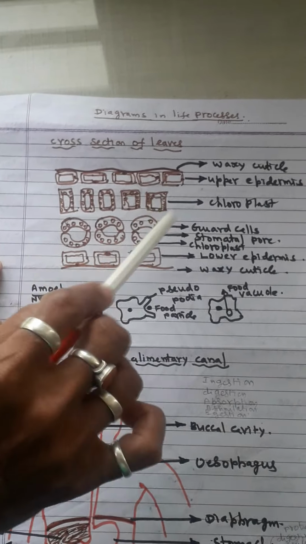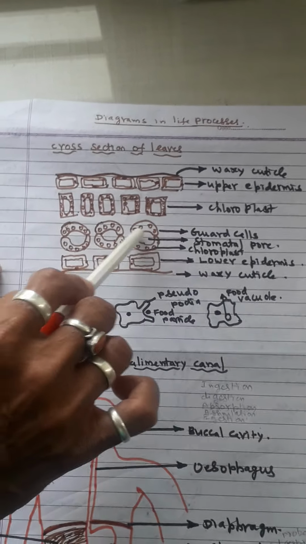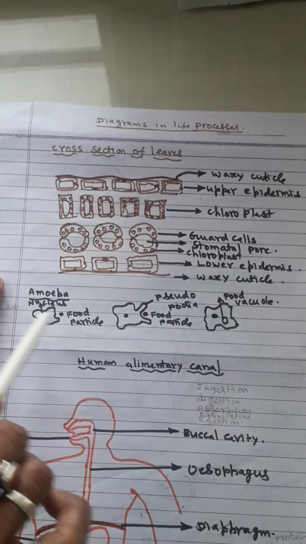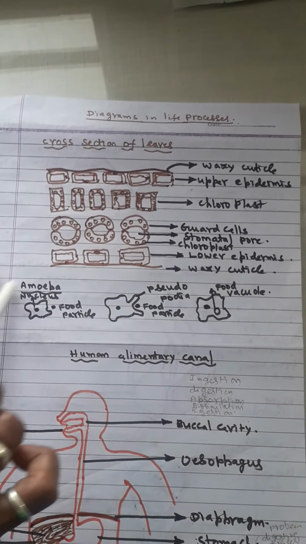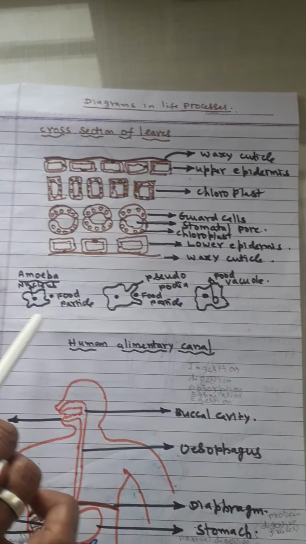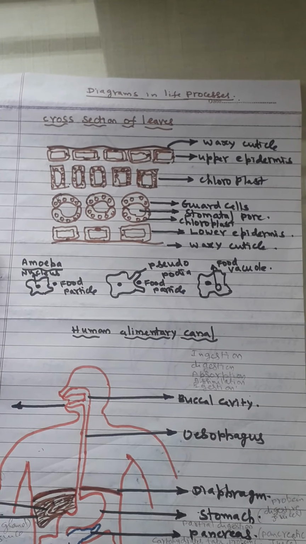So by using this it can survive. It can prepare the food and so on. Next, I want to say how nutrition takes place in the case of a microorganism or unicellular organism. I'm just giving the example of amoeba.